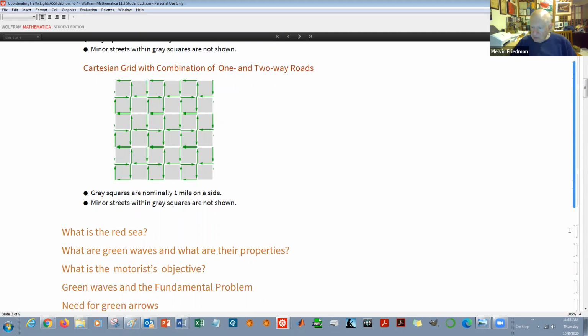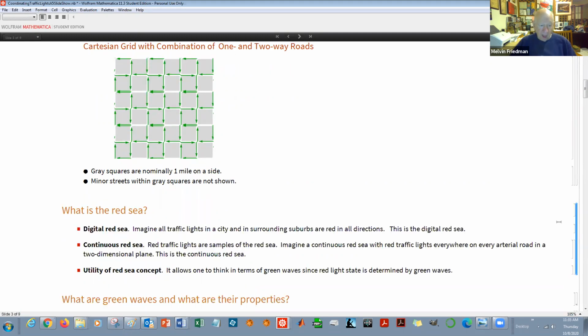I've now defined the road system that I'm considering. Now I'm going to define what I mean by a red sea. But there are actually two kinds of red seas. One is a digital red sea, in which you imagine all the traffic lights in a city and in the surrounding suburbs are red in all four orthogonal directions. That's the digital red sea.